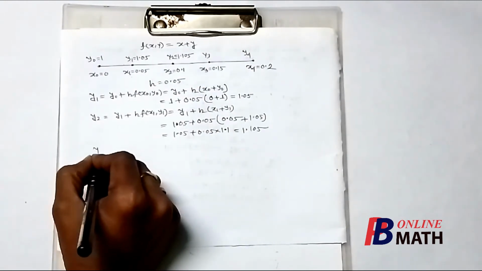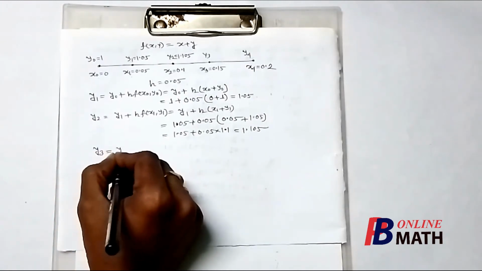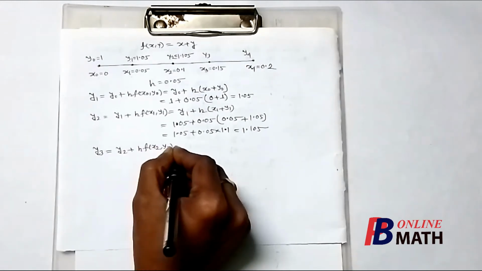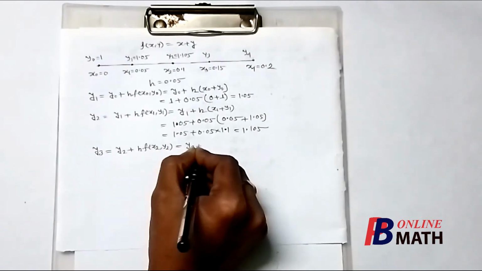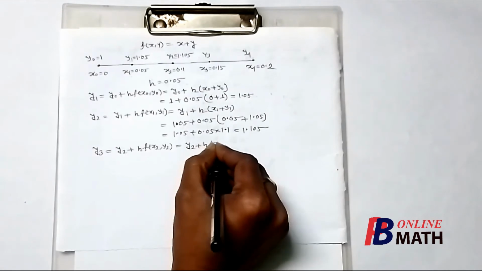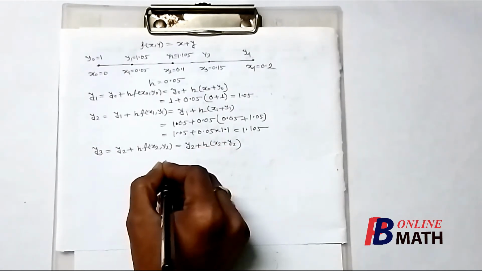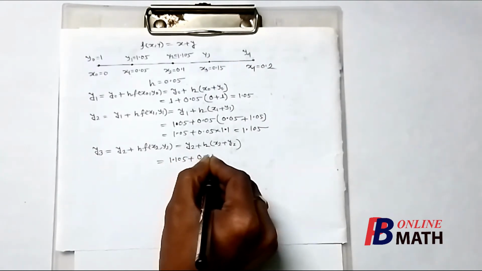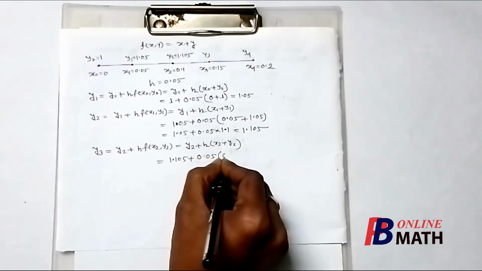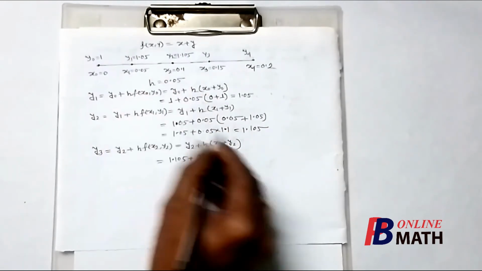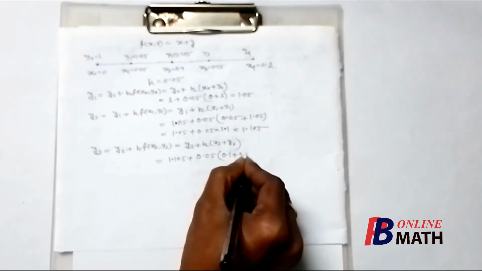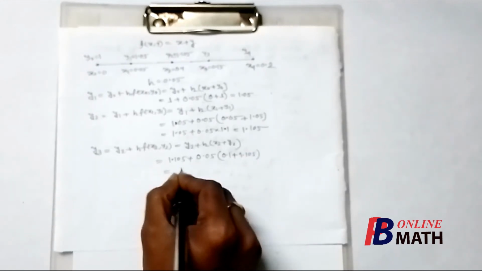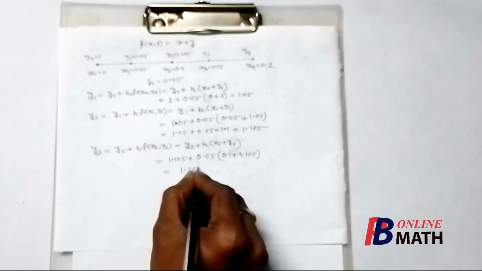And we know that y3 equal to y2 plus h into f(x2, y2). Now this is equal to y2 plus h into (x2 plus y2). Now y2 equal to 1.105 plus h, this is the h, x2 is 0.1, this is the value of x2, plus y2, 1.105. Now if we calculate this, we shall find that this is equal to 1.16525.